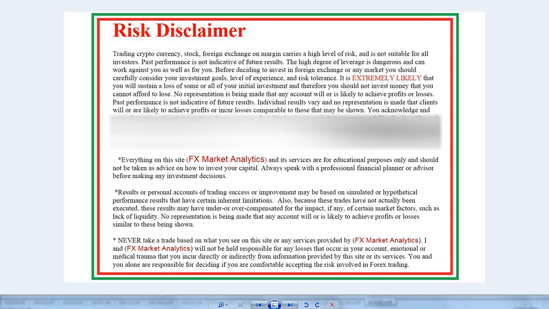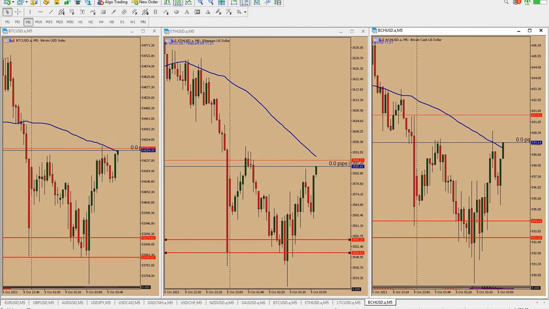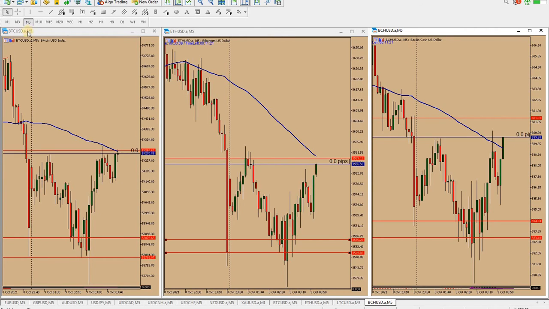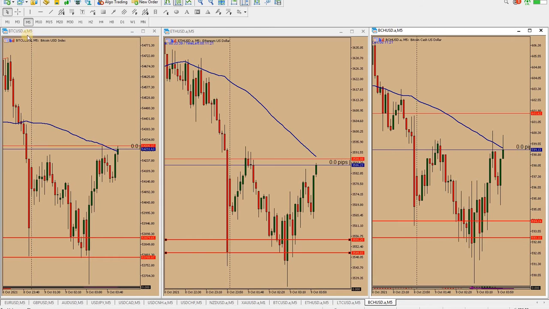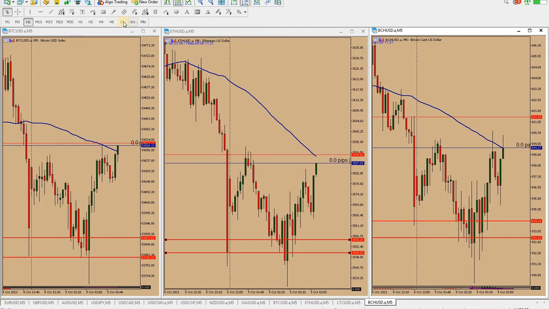I'm going to actually trade three coins: Bitcoin, Ethereum, and Bitcoin Cash, in the 5 minutes time frame. The reason I choose the 5 minutes time frame is just because I'm recording. This system we use, we can do any time frame from 1 minute to any time frame, even to 1 month, 1 week, day, or whatever.